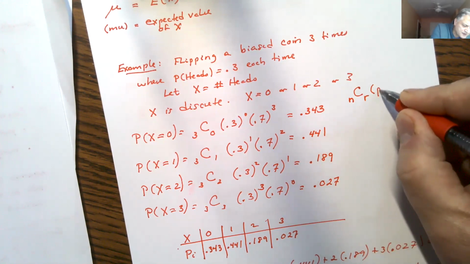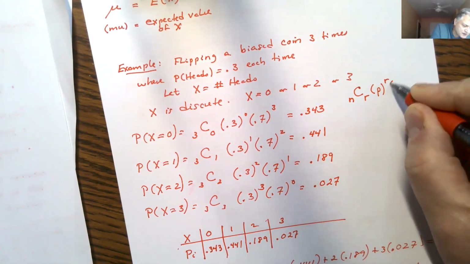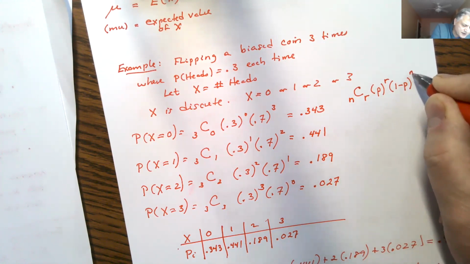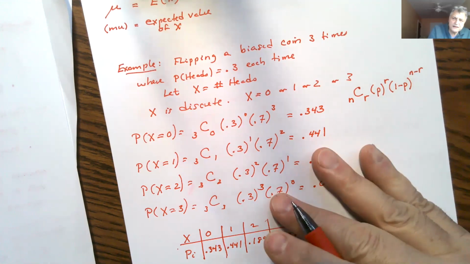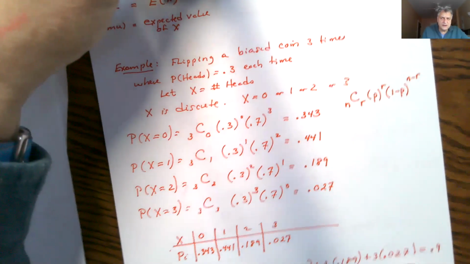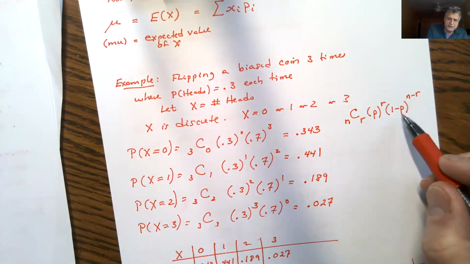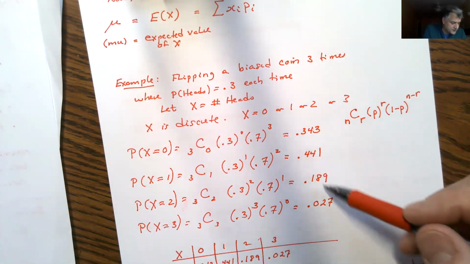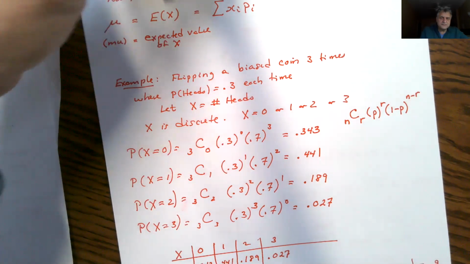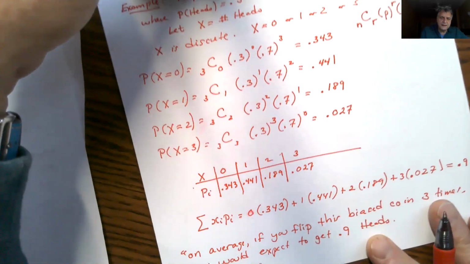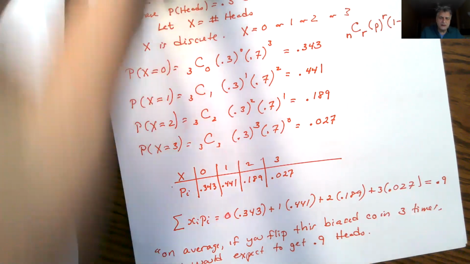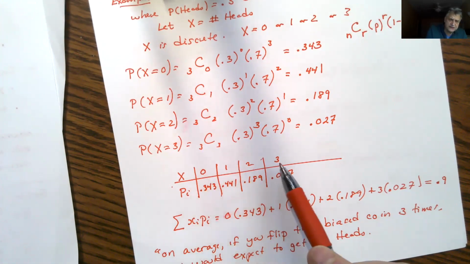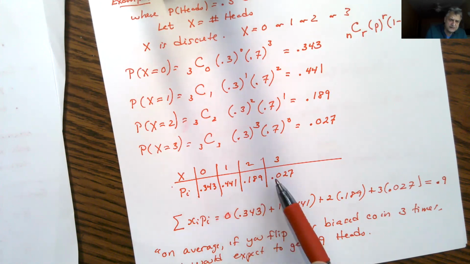nCr p to the r power times 1 minus p to the n minus r power. And as I'm talking through this, instead of 1 minus p, I might refer to this as q. So these are our numbers here. This is called a probability distribution table. I have the values of x here. I have the probabilities here.